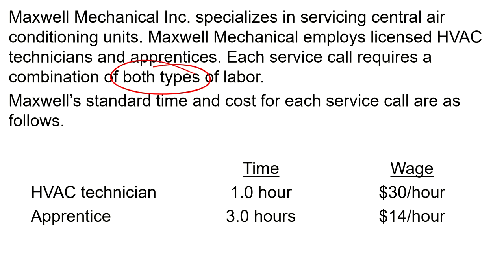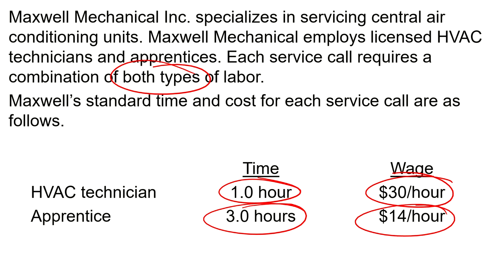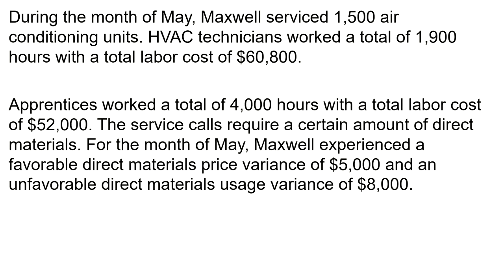Well, if we're talking about variance analysis and we see that there are two types of labor, we're looking at multiple inputs here. Maxwell's standard time and cost for each service call are as follows. HVAC technician, 1 hour at a standard wage of $30 per hour, and the apprentice 3 hours at $14 an hour. During the month of May, Maxwell serviced 1,500 air conditioning units.